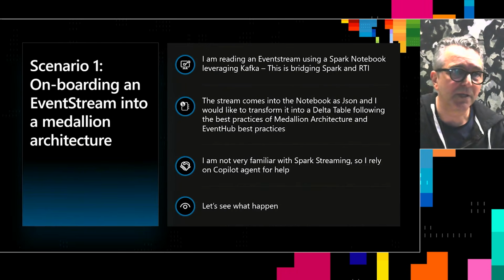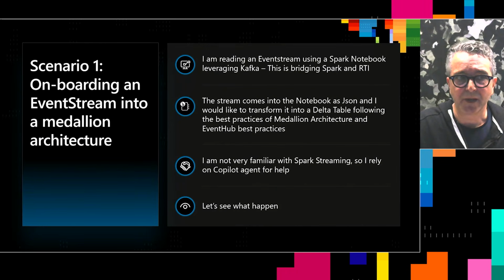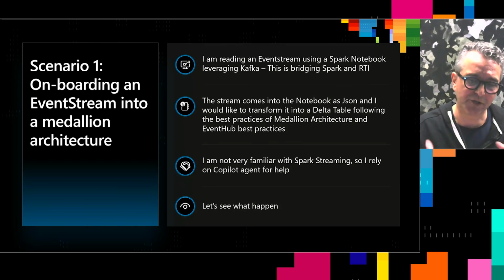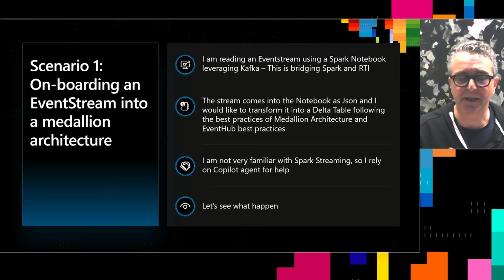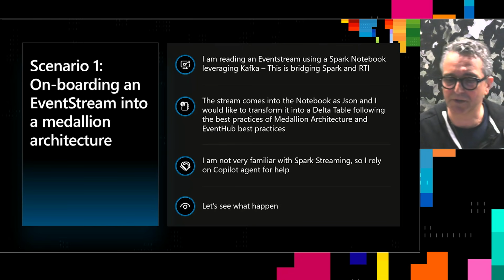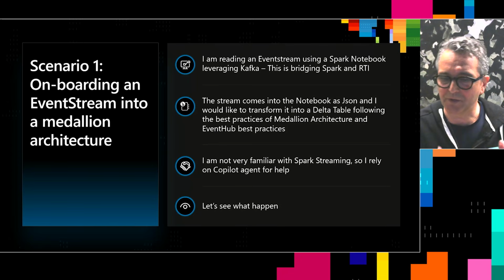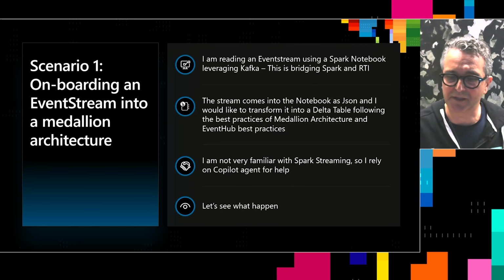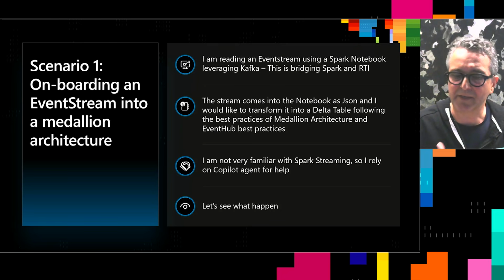Let me jump into the first demo, where I am reading an event stream using a Spark notebook leveraging Kafka, and this is bridging the Spark and the RTI, the real-time intelligence in Fabric. The stream comes into the notebook as a JSON, and I would like to transform it into a Delta table following the best practices of medallion architecture and Event Hub best practices. I'm not very familiar with streaming, so I decide to use Copilot and see how it can help.